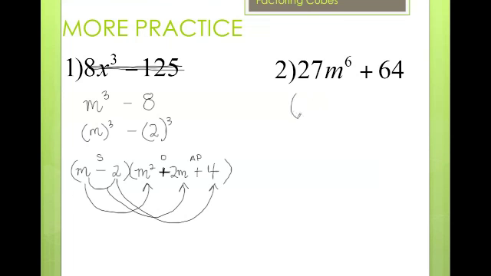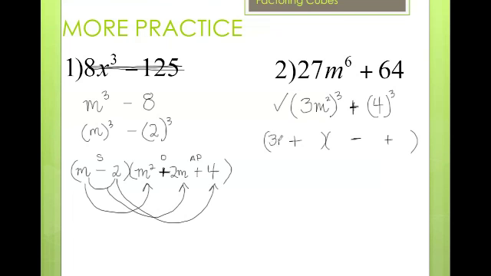So I'm going to first of all write the cube roots, which would be 3 cubed gives me 27, m squared cubed gives me m to the 6th, and 4 cubed gives me 64. So I've proven to myself that this is indeed the sum of cubes because I can write it in this form. Now I'm going to set my binomial and my trinomial parentheses. Then I'm going to set my signs. So it's same, this one's plus, so my first sign is plus. Opposite, always plus.